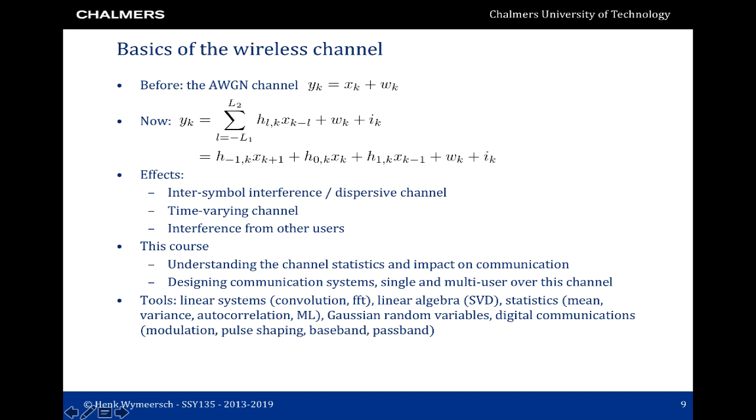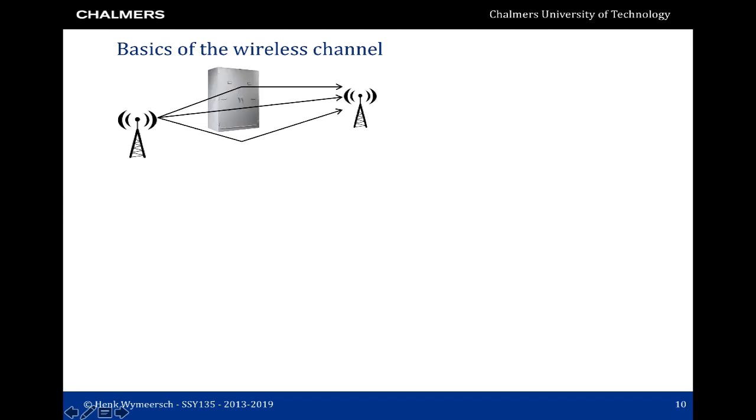In this course, we will first study the channel itself. So how does the h_{l,k} behave, and what is its impact on communication? So how does this channel affect communication quality? We will then design communication systems for both single and multiple users that are able to operate efficiently over this channel. To do this, we will need a number of mathematical tools, which we are recapping in this specific lecture.